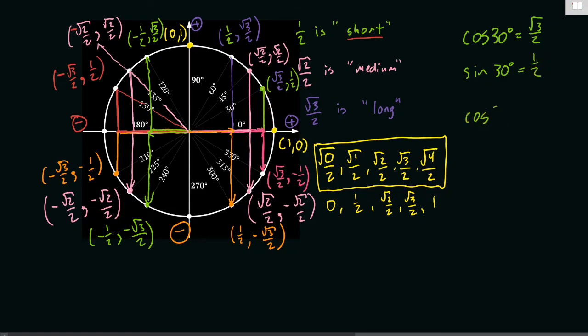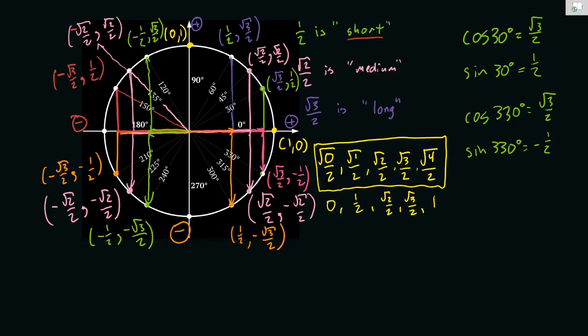Let's do cos of 330. 330 is down here. Cos is positive wide because it's going way over here. So it's again root 3 over 2. And sine of 330 degrees, that's this point here, is going down, but it's only going down a little bit, right? That's sort of your short triangle. So that's negative short side. Let's do cos of 225 degrees. Cos of 225 degrees is here. So that's negative medium size.